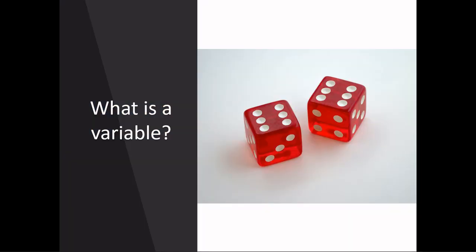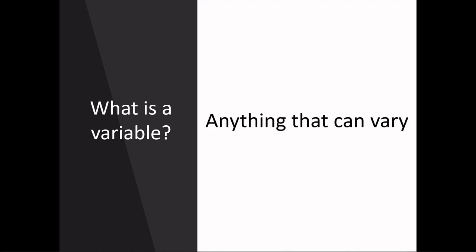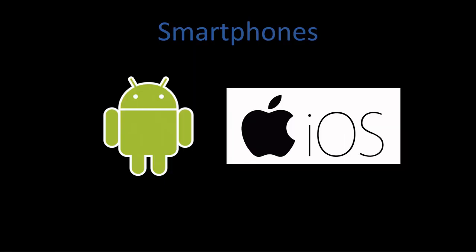So first, what is a variable? A variable is, quite simply, anything that can vary. It's able to vary, it's variable. So for example, we might look at different types of smartphones, either Android or iOS. The type of operating system that the phone is using is a variable.